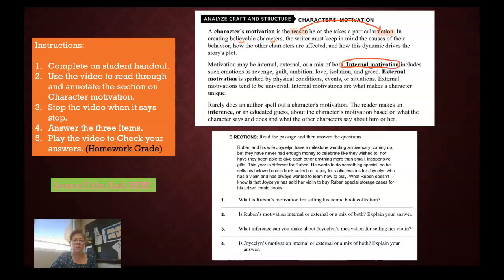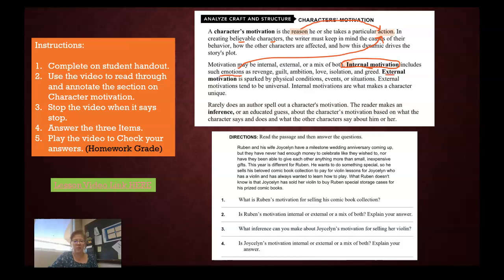Internal motivation. Remember, internal as in inside. So inside is going to be emotions. How do the emotions make us act? What emotions are happening that are causing the action? That's going to be what you infer.